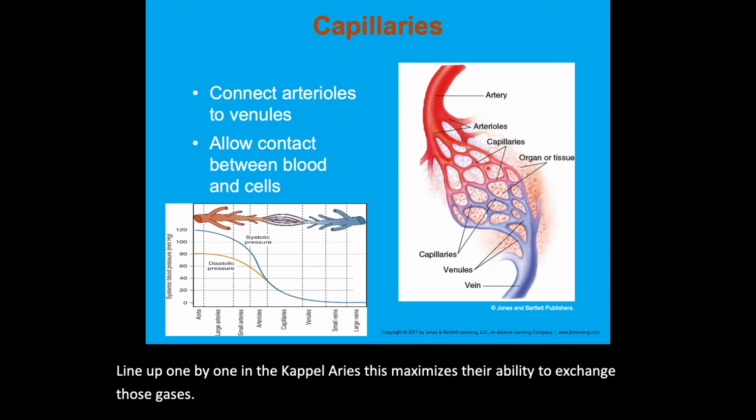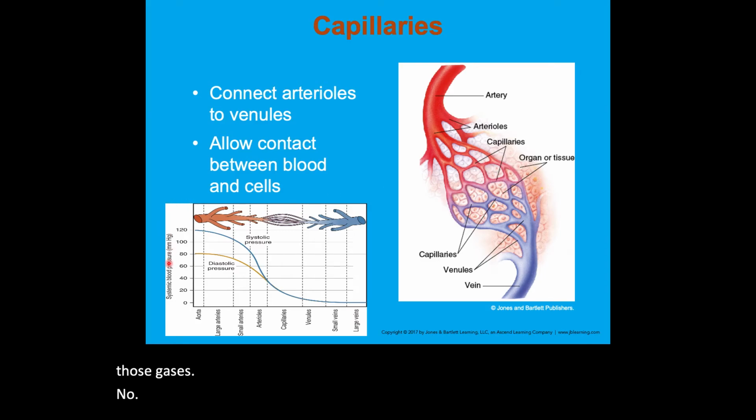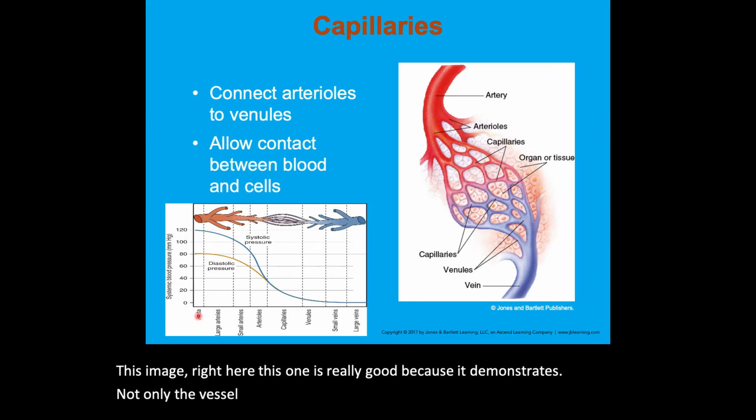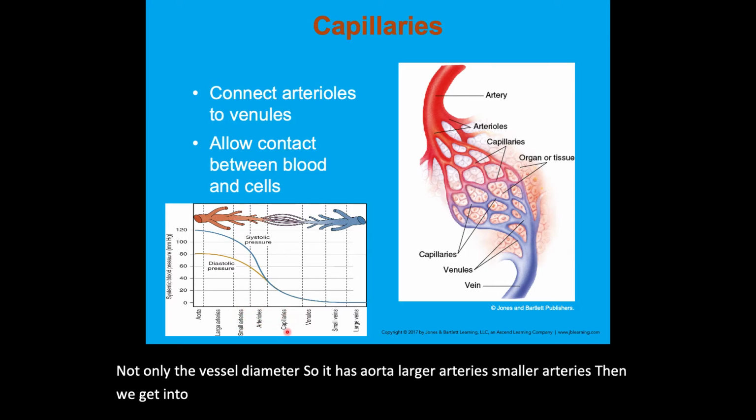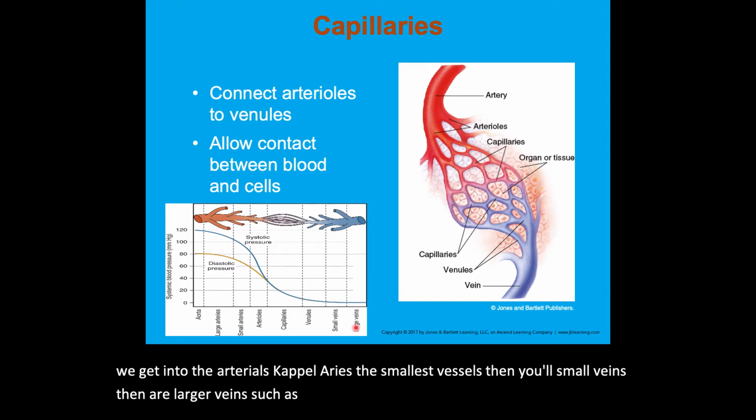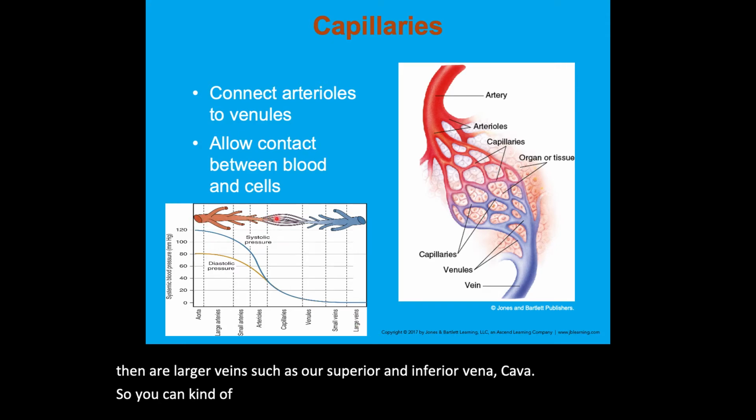Now, this image right here, this one's really good because it demonstrates not only the vessel diameter, so it has aorta, larger arteries, smaller arteries. Then we get into the arterioles, capillaries, the smallest vessels, venules, small veins, then our larger veins, such as our superior and inferior vena cava. So you can kind of see that progression.